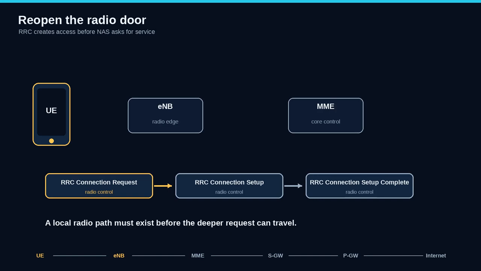Next, the ENB answers with RRC connection setup. That response creates the control structure the UE needs in order to speak more completely. Now comes the subtle step. The UE sends RRC connection setup complete, and this message carries a NAS service request. NAS is the signaling language used between the UE and the core mobility function, even though the message is physically carried across the radio and then through the ENB.